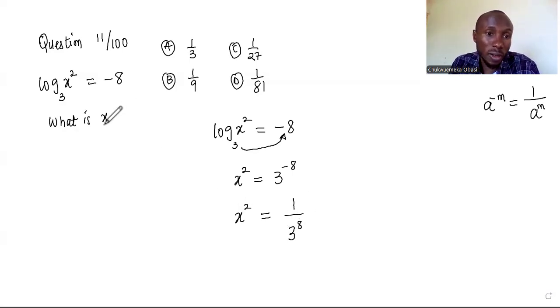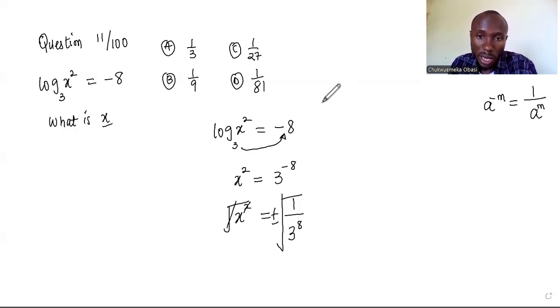Now we want to find the value of x and not x squared. So I need to take the square root of both sides. Right? So this cancels out. So I have x right here, and plus or minus. What is the square root of 1? The square root of 1 is 1.